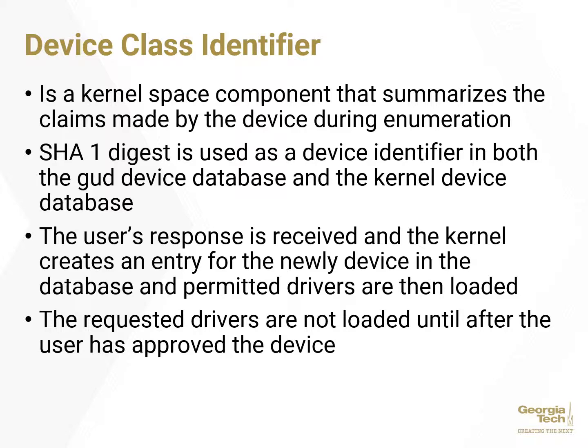The third component that makes up the GoodUSB framework is the device class identifier. This is a kernel space component that summarizes the claims made by the device during enumeration. This contains all the device's information, including all requested interfaces. The SHA-1 digest is used as a device identifier in both the user space name and device database and the kernel device database. And for those who do not know, a SHA-1 is a cryptographic hash function which takes an input and produces a 20-byte hash value.